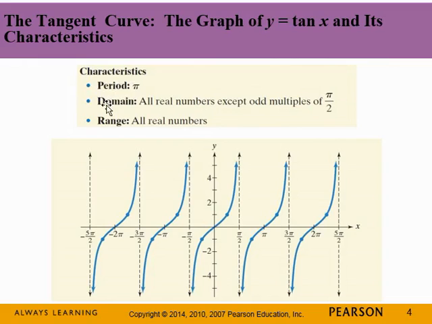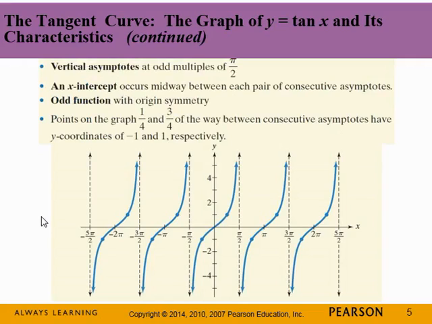So your period's pi, your domain is all real numbers except odd multiples of pi over 2. And your range is all real numbers. You have a vertical asymptote at the odd multiples of pi over 2. So that would be pi over 2 times 3, so 3 pi over 2. Don't have even because it would simplify to not pi over 2. You have an x-intercept midway between each pair of consecutive asymptotes. So between negative 5 pi over 2 and negative 3 pi over 2 is your x-intercept.